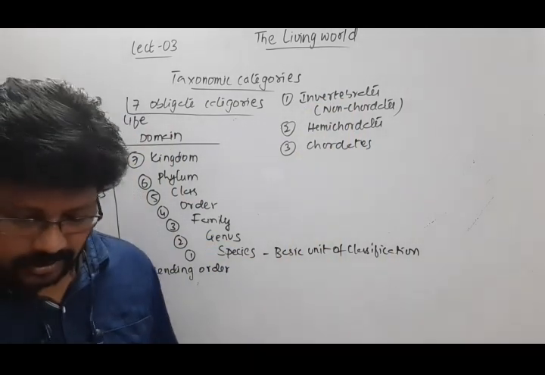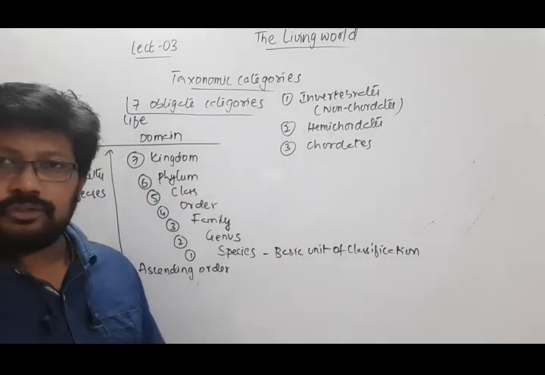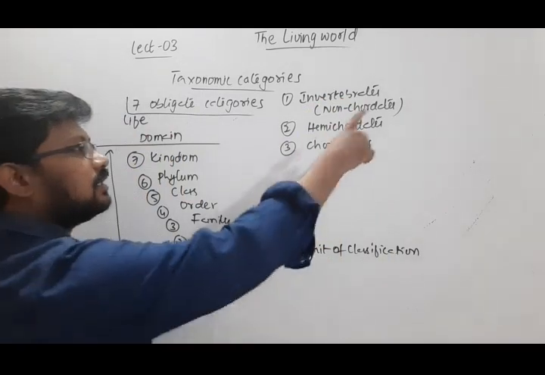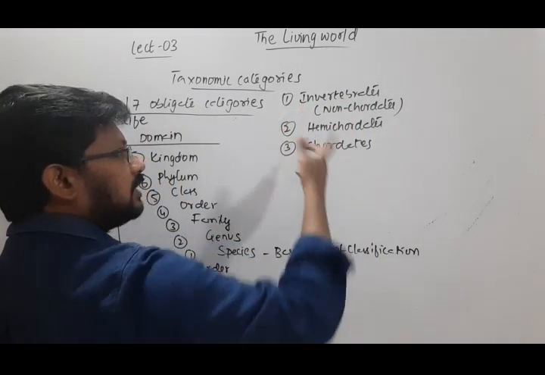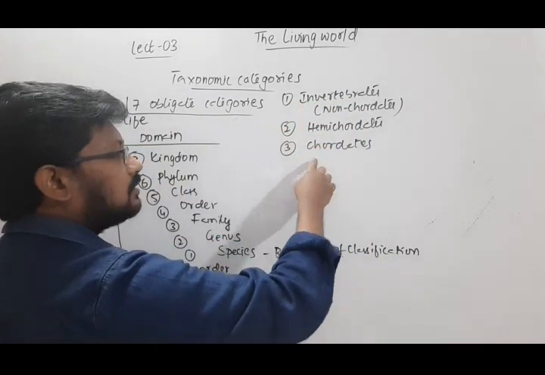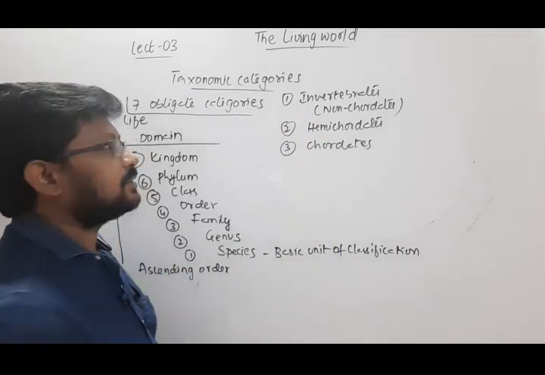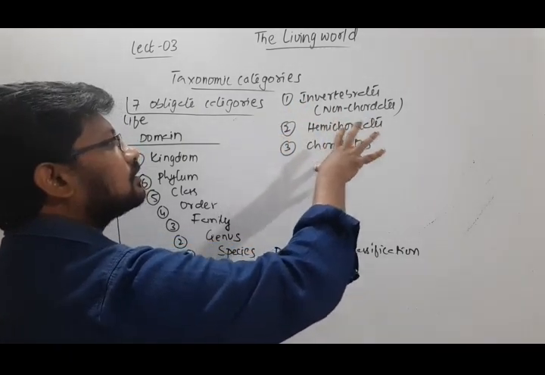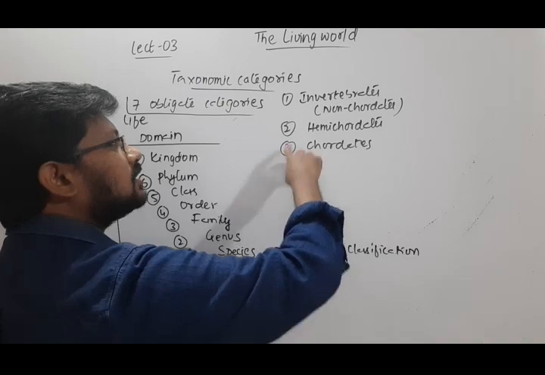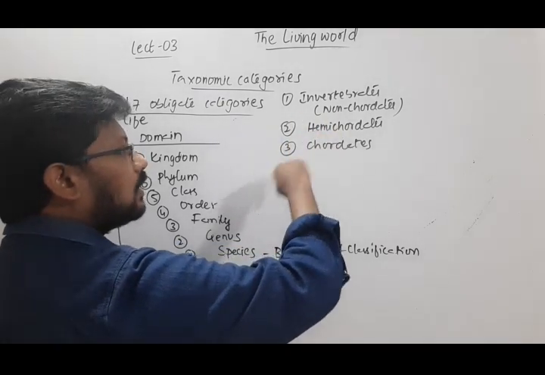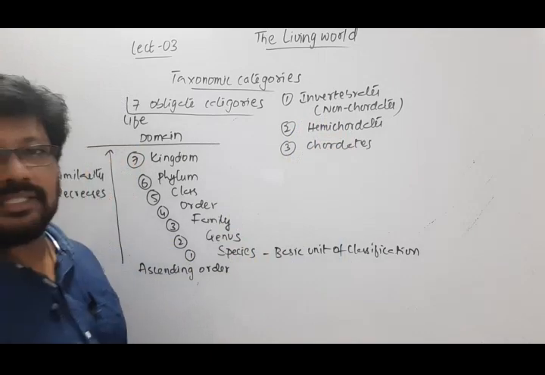Any animal you select either comes under invertebrates, or may come under hemichordates, or may come under chordates. So these are all the groups of animals: invertebrates, which are also called non-chordates, hemichordates, and lastly chordates.